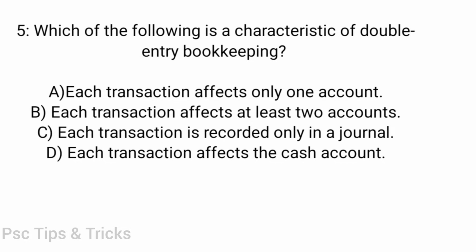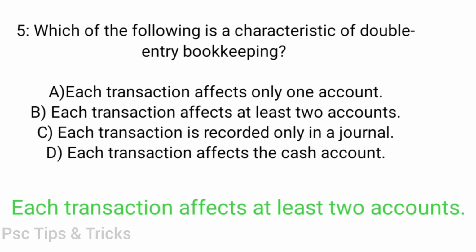Which of the following is a characteristic of double entry bookkeeping? Options. Each transaction affects only one account. Each transaction affects at least two accounts. Each transaction is recorded only in a journal. Each transaction affects the cash account. Each transaction affects at least two accounts.